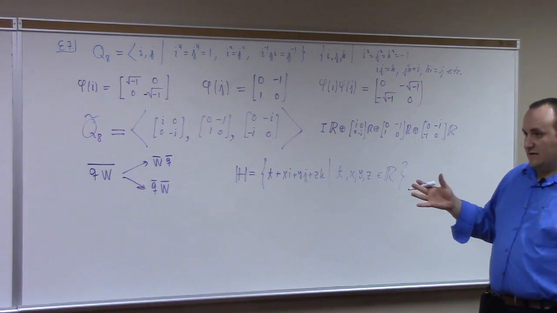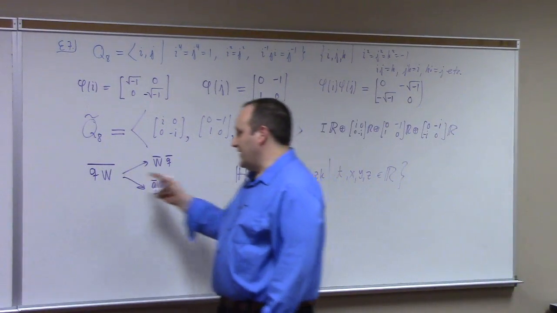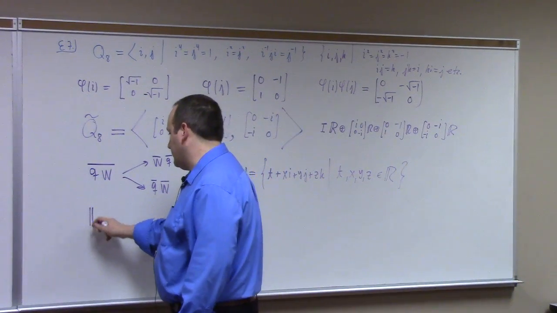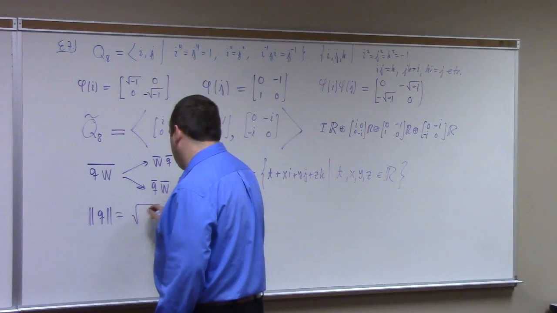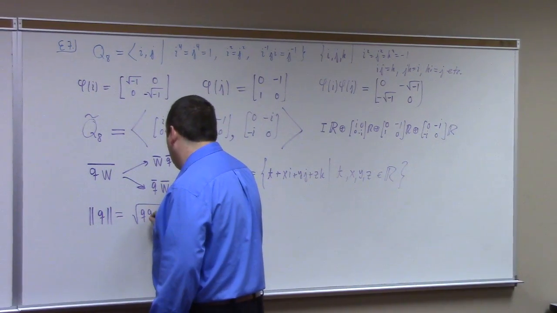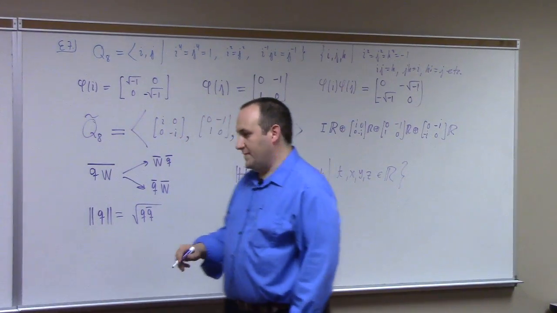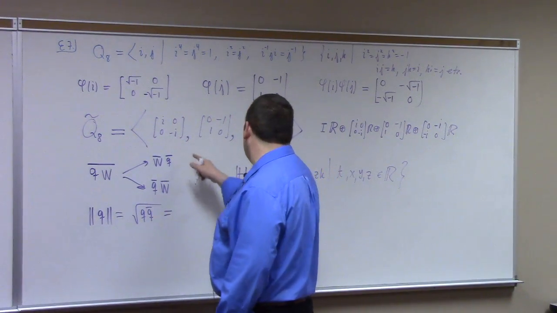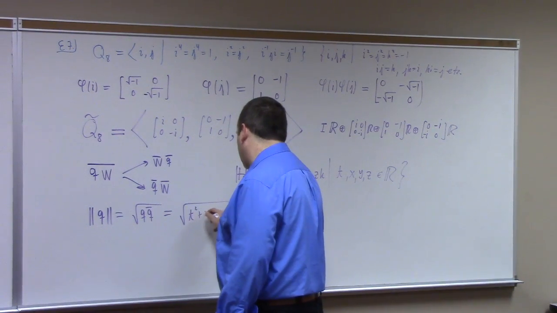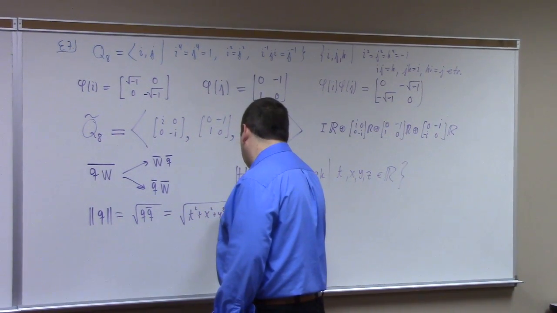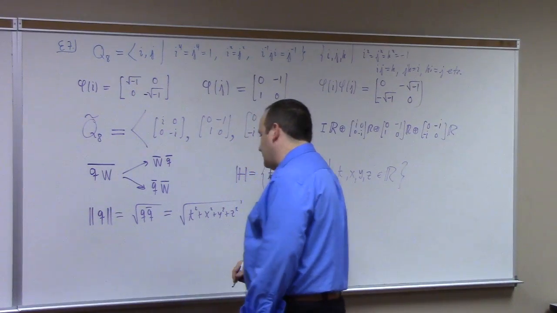Anyway, whichever one it does, the length of a quaternion you can define to be the square root of q times q bar. And that is exactly what you would think it would be. For this element, it would be the square root of t squared plus x squared plus y squared plus z squared. So quaternions are pretty neat.